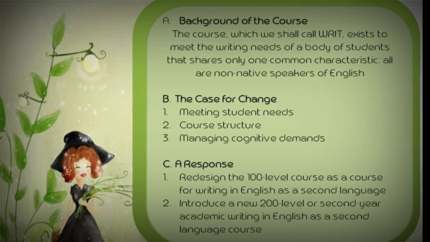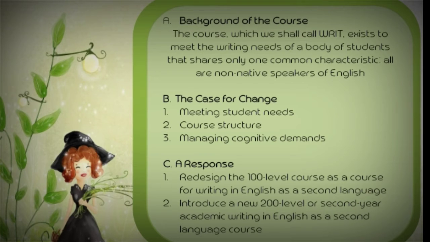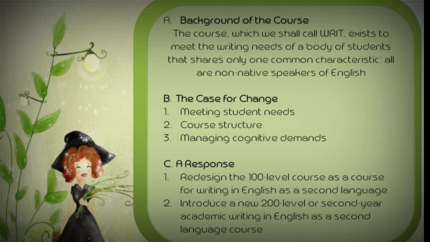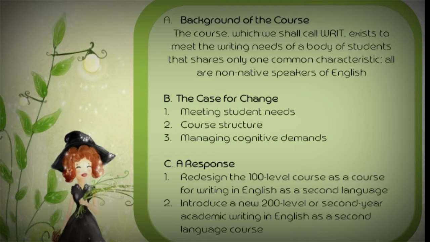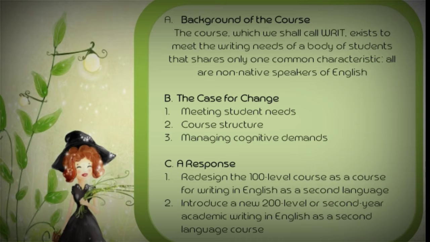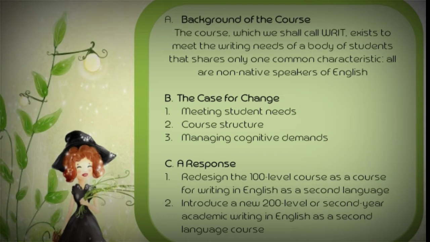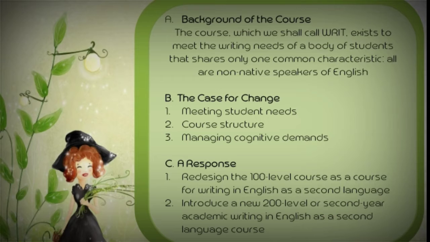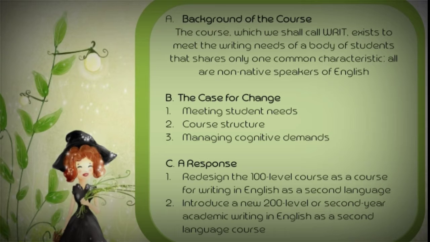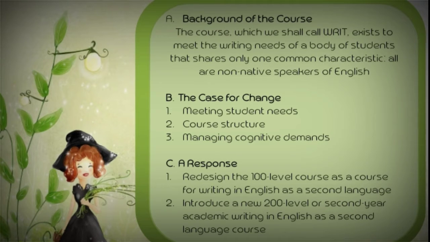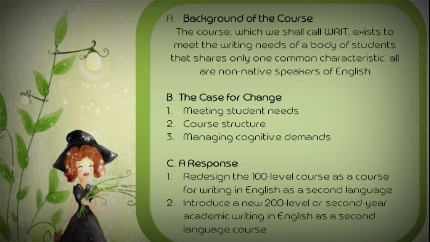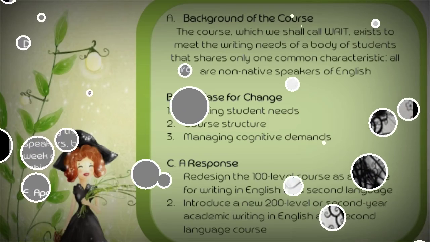This will remove the academic tag and allow a more effective response to the language provision and development needs of some students, and will reduce the cognitive load so that writing ability is more clearly the focus. And the second response is to introduce a new 200 level or second year academic writing in English as a second language course, which will both provide a pathway for students wishing to develop their writing skill further, as well as an opportunity for students to work in discipline-specific genres.